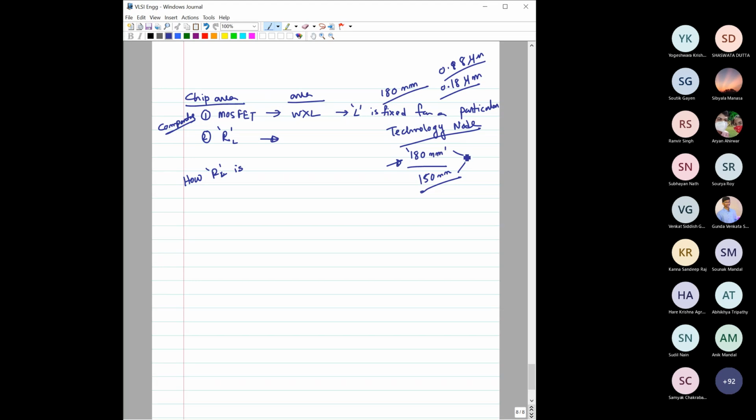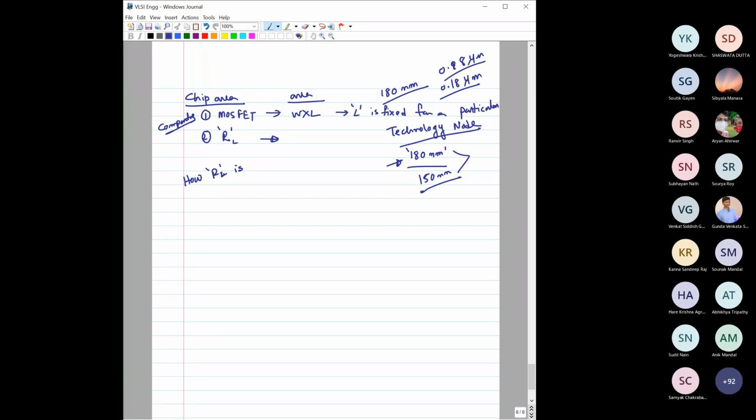Then you say, like, in 180 nanometer technology node, I can make a gate length of 180 nanometer, also 150 nanometer, maybe 200 nanometer, 250 nanometer, whatever I want. No, that is not allowed. So by saying the particular technology node, I am referring to the process, the fabrication technology. Okay.